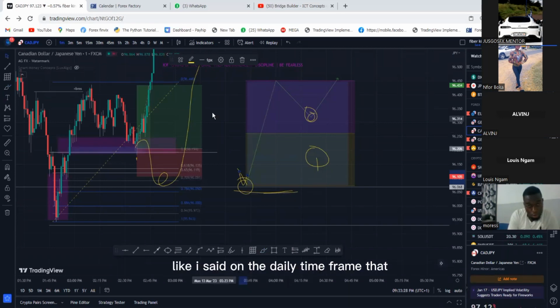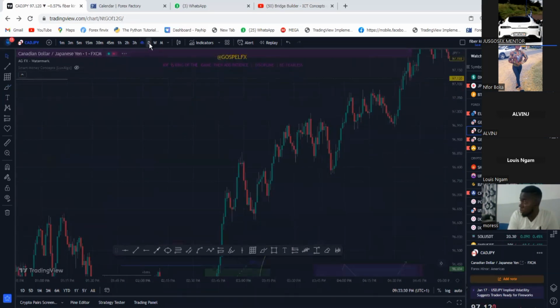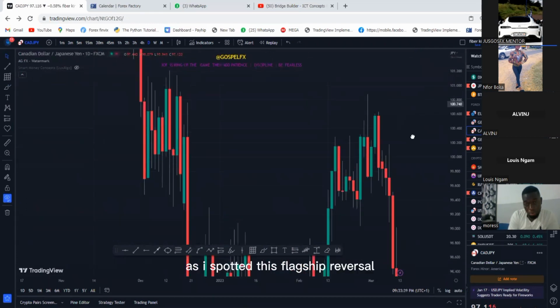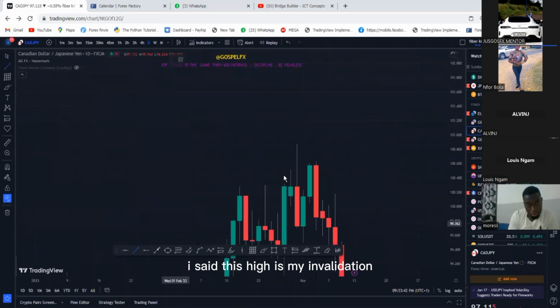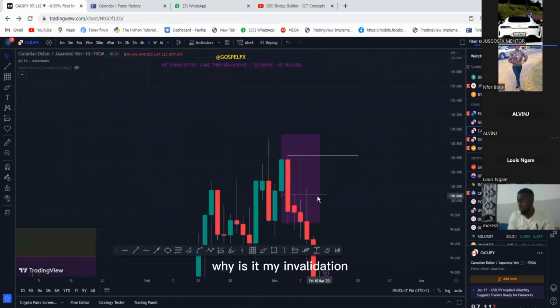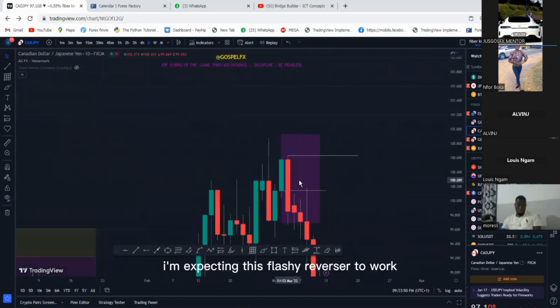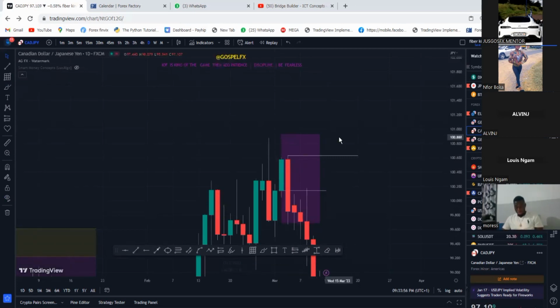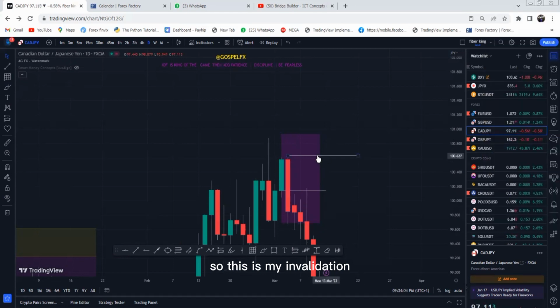Like we said on the daily time frame here, as I spotted this flagship reversal, I said this high is my invalidation. Okay, this high is my invalidation. Why is it my invalidation? I'm expecting this flagship reversal to work. If it doesn't work and price takes the high of it, it means that my expectations were not correct, or my expectations are not going to work. So this is my invalidation, and that is it. Immediately price takes it out, I'm off the trade.